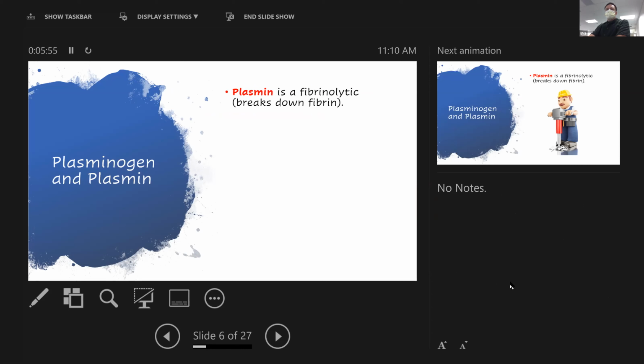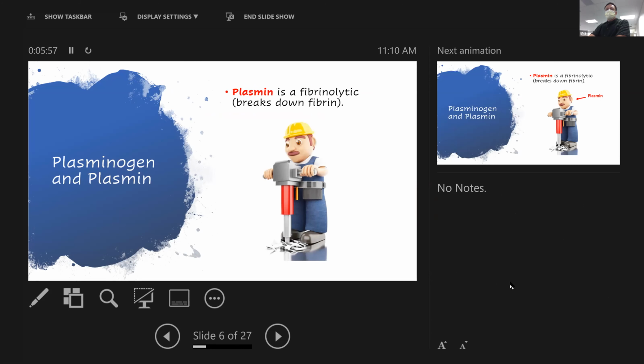So the way I like to think about plasmin is like a construction worker breaking down fibrin. This is an easy way for me to remember it. So this guy's in there, he's trying to break up that meshwork and ultimately inhibit the body's ability to form clots.